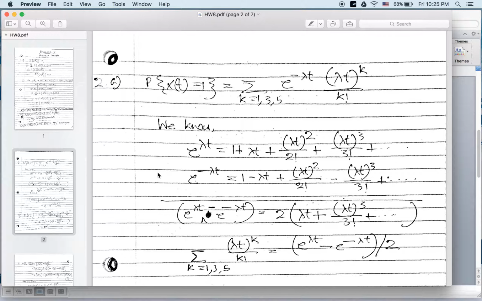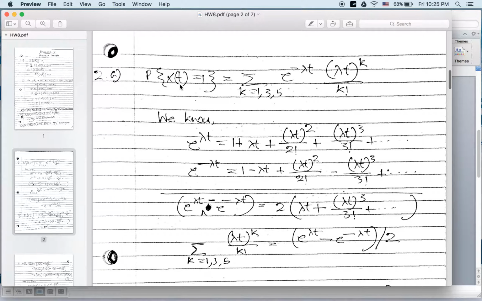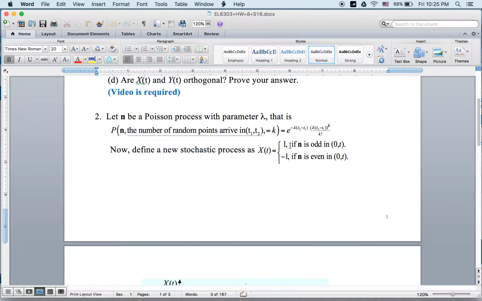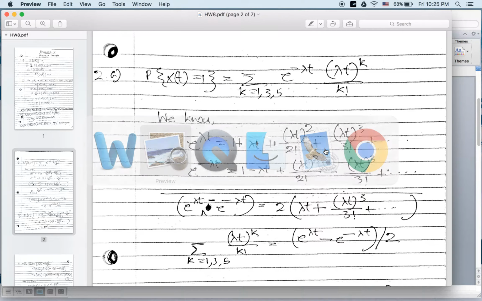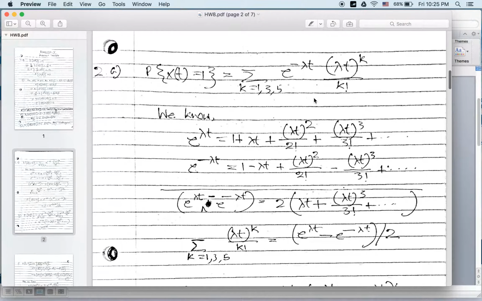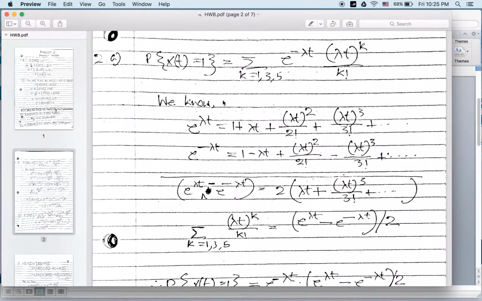The solution is pretty simple. We find that X(t) equals 1 only when the number of points arrived in (0, t) is odd, which is given here. So we take the summation over all the odd points, k going from 1, 3, 5, 7, all the odd values, and we use the Taylor series expansion of e to the x.